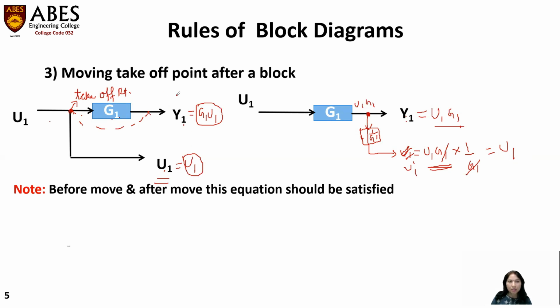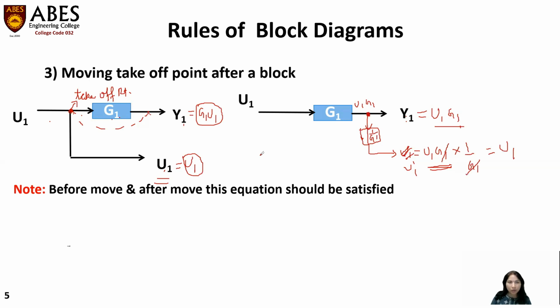So from this rule, we have understood that whenever we are taking the takeoff point after the block, we have to add one block of the gain, which is having the value of 1 upon g1. That is 1 upon the value of the gain of this block, right? Suppose the gain of this block is g2. So you have to write down 1 upon g2, right? So this is the rule number 3.